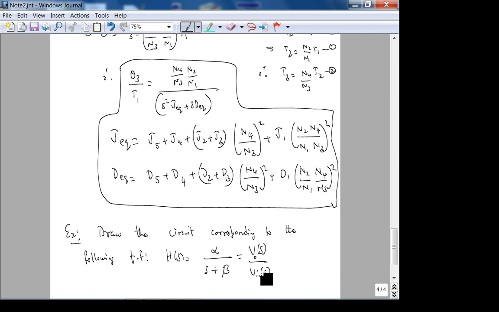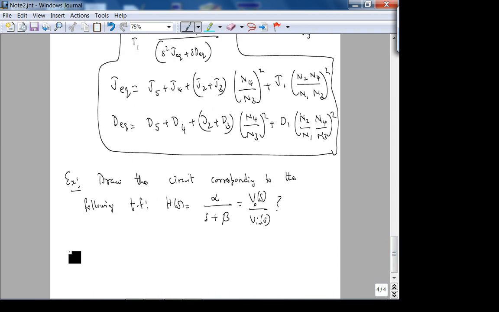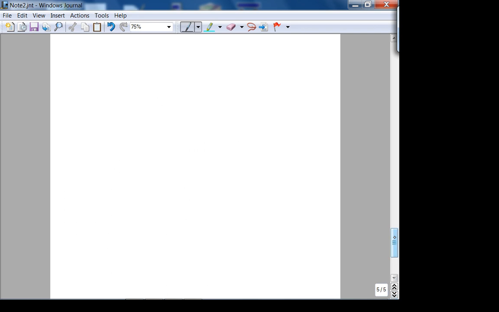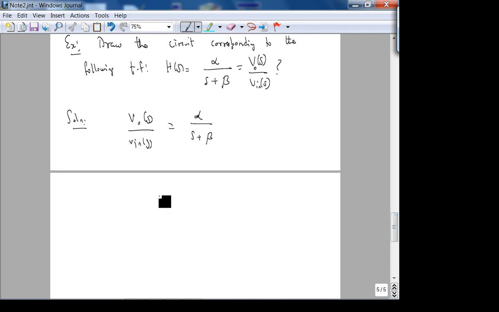Okay, so let me try solving this. How would I solve it? Okay, so here's a solution. So V naught of S over V in of S is alpha over S plus beta. Yes? So V naught of S over V in of S is alpha over beta, over 1 plus S over beta. So I'm assuming beta is not equal to 0. It's a valid assumption.